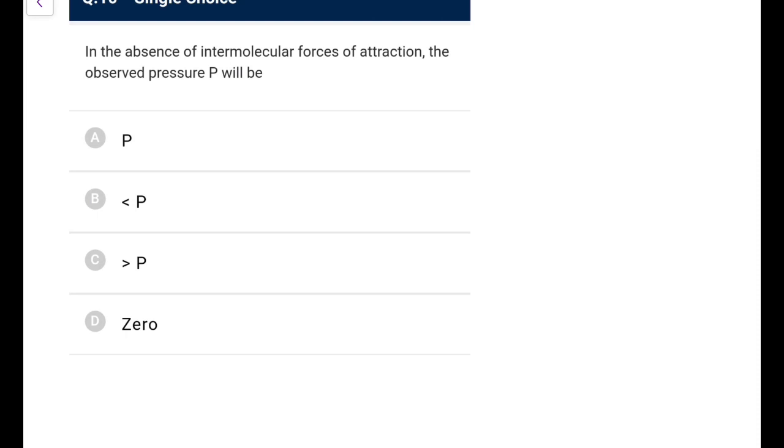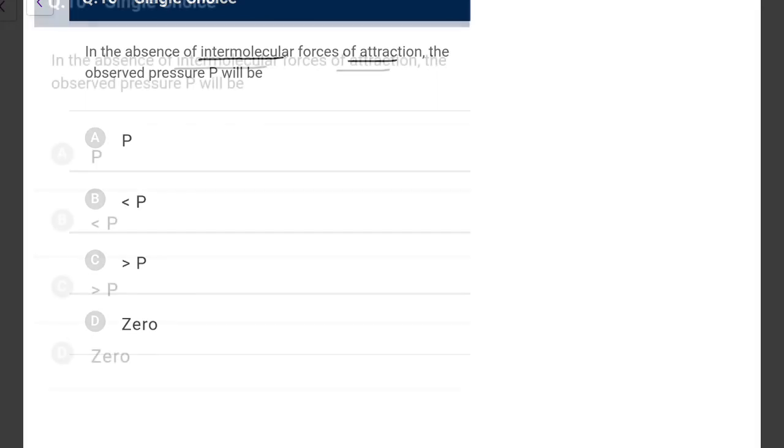In the absence of intermolecular forces of attraction, the observed pressure P is going to be. So just remember, it is not saying absence of intermolecular forces, it is saying forces of attraction. That means only repulsive things are going to be dominating. So there will be no stickiness. So definitely what will be happening, the observed pressure P, what happens to it?